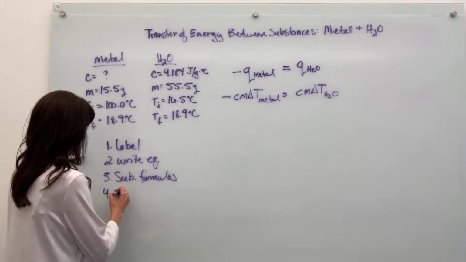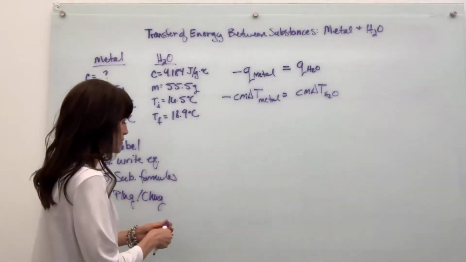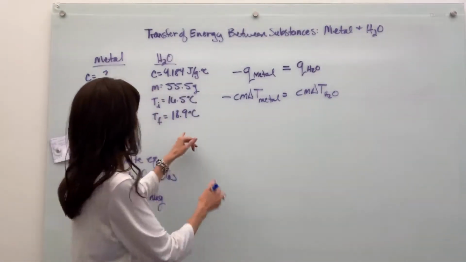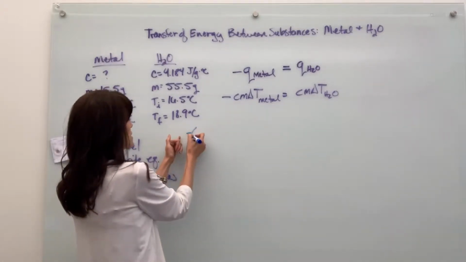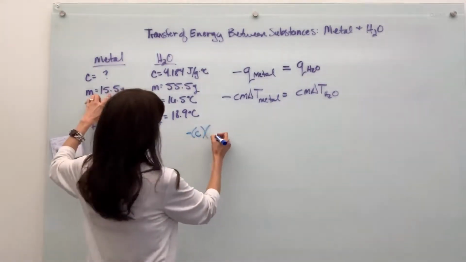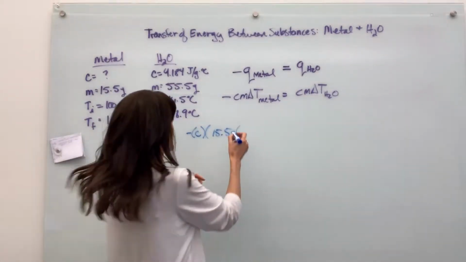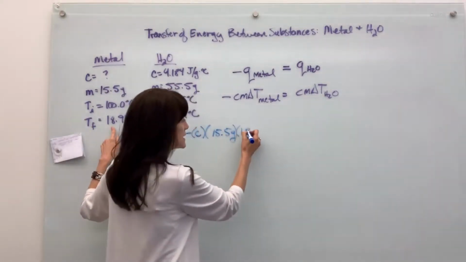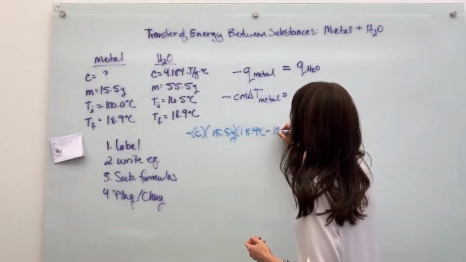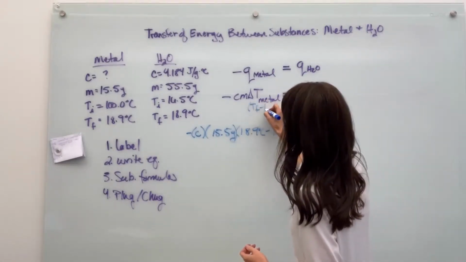Next, really, is just going to be a plug and chug. We plug in our numbers, and we will solve. I'm going to do that in a different color for you so that you can see it. Okay. We're going to pull it right over here. Negative, specific heat of the metal, that's our unknown. We have 15.5 grams times final temperature, which is 18.9 degrees C, minus initial temperature, 100 degrees C. And I'm going to put that up here as a reminder. T final minus T initial.